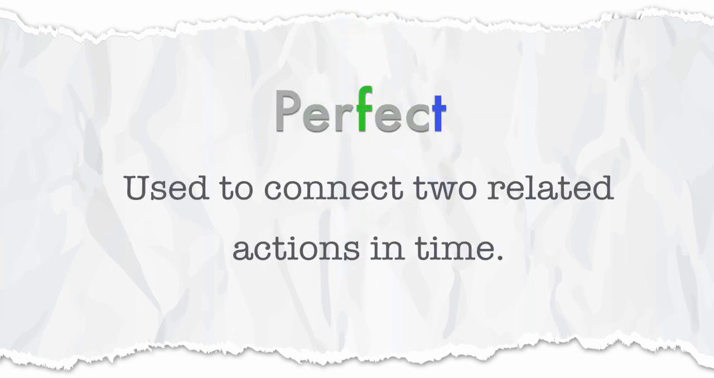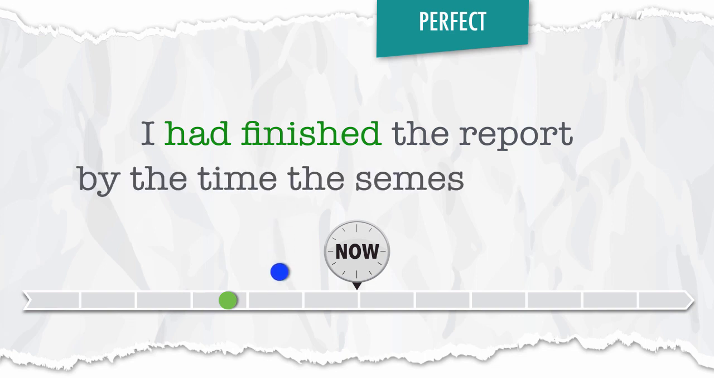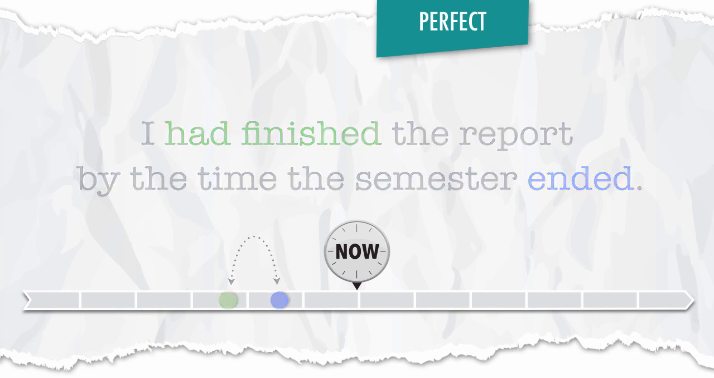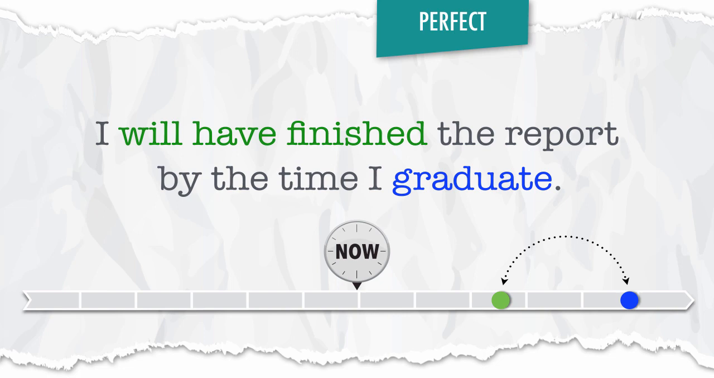Perfect tenses are used to connect two related actions in time. I had finished the report by the time the semester ended. So in this sentence, there are two relevant actions: my finishing the report and the semester ending. By using this past perfect sentence, I'm showing the relationship. I'm showing which happened first. I will have finished the report by the time I graduate. Again, two actions, and they're related in the sentence, and it shows which one will happen first.